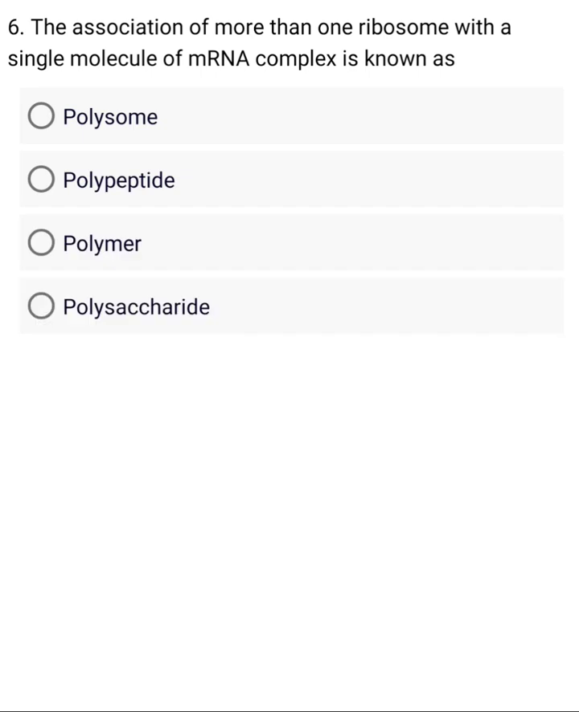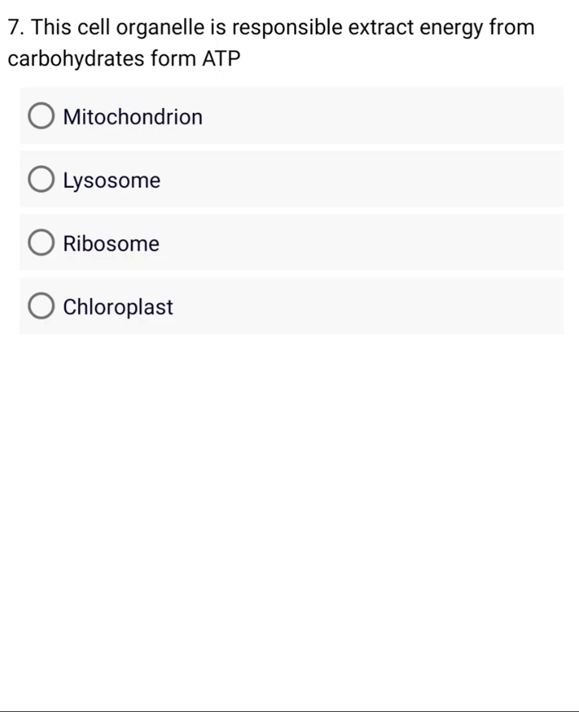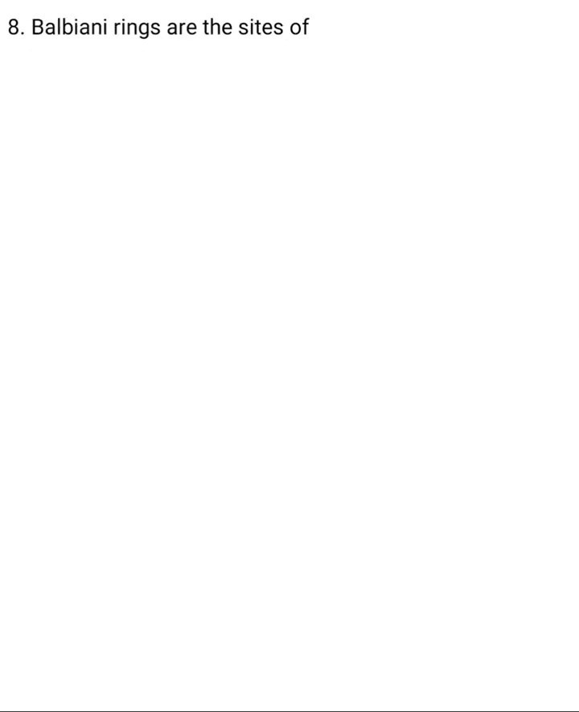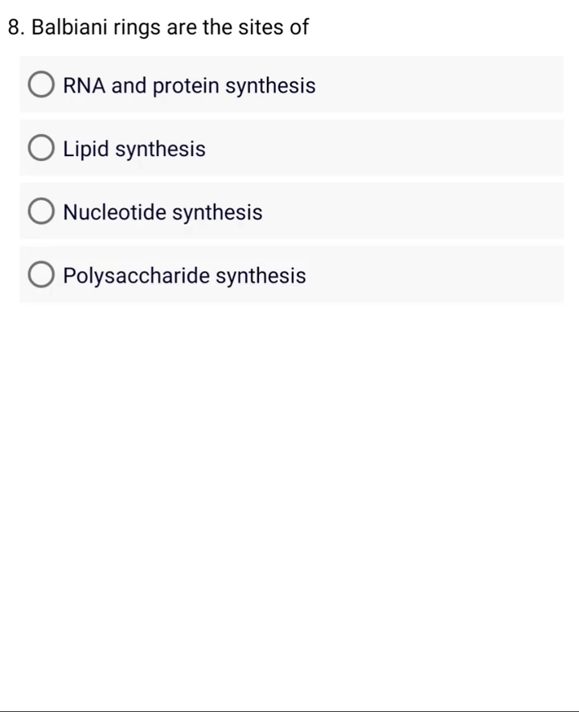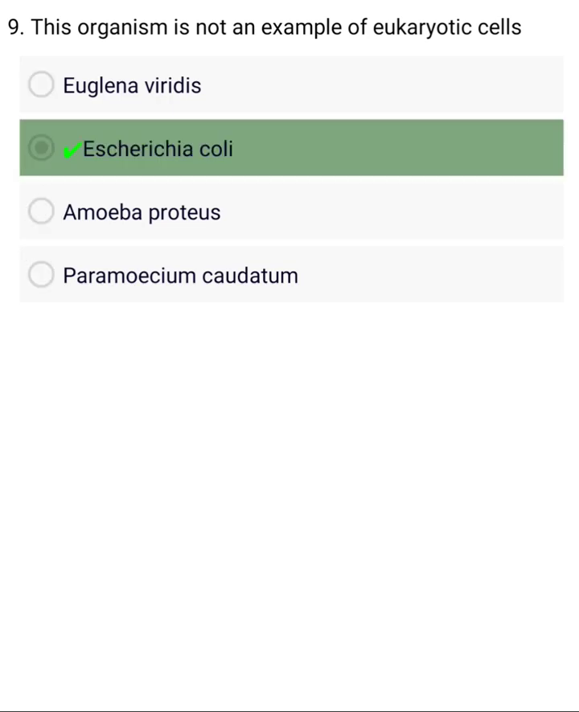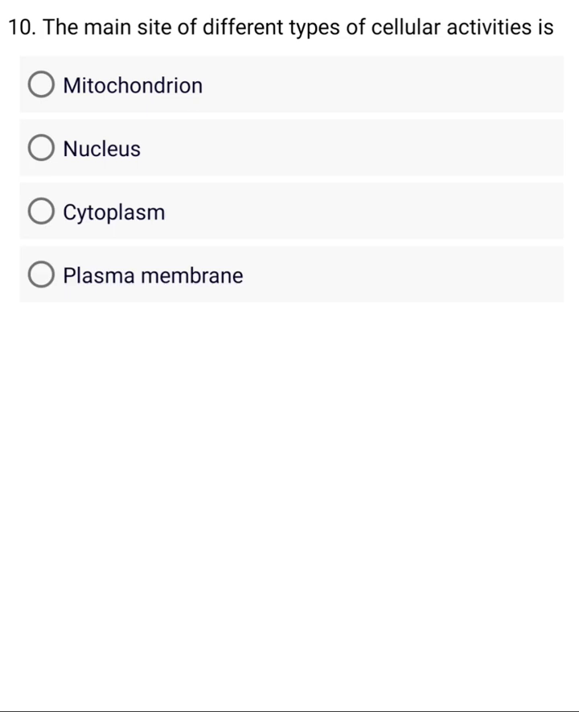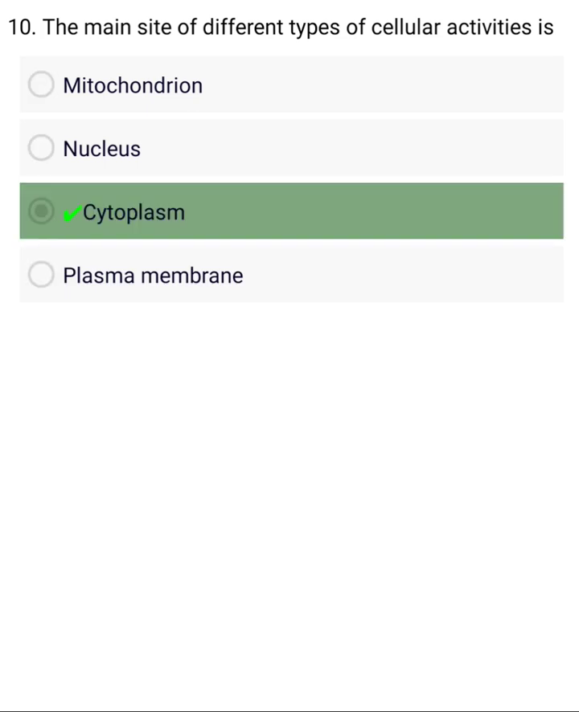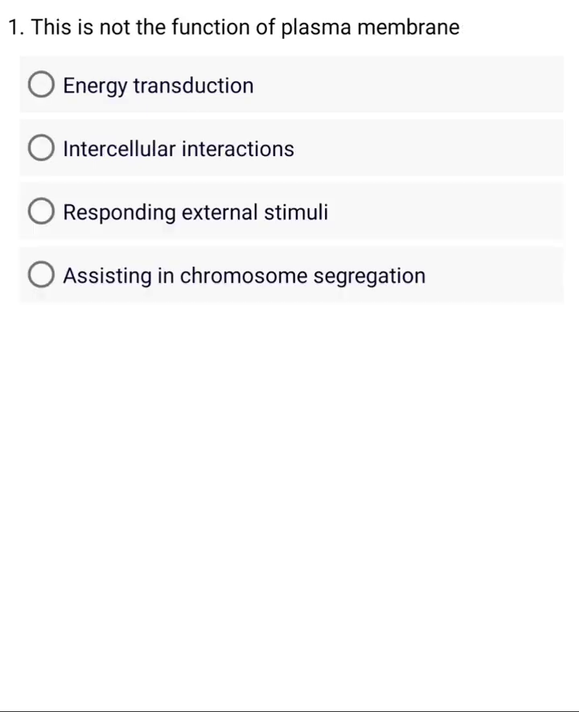Right. The association of more than one ribosome with a single molecule of mRNA. Right. This cell organelle is responsible to extract energy from carbohydrates form A. Right. Balbiani rings are the sites of A. RNA and protein synthesis. Right. This organism is not an example of eukaryotic cells. A. Right. The main site of different types of cellular activities is right.